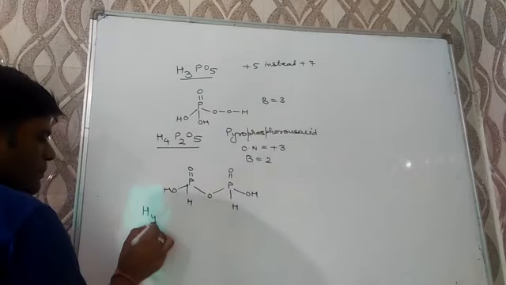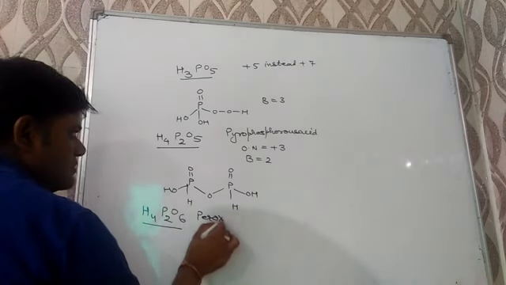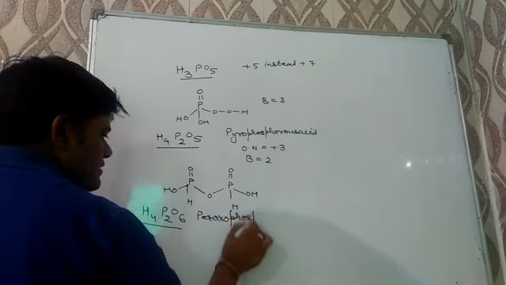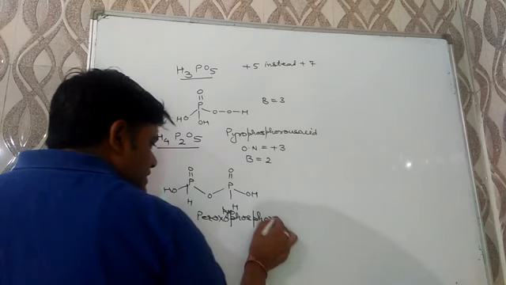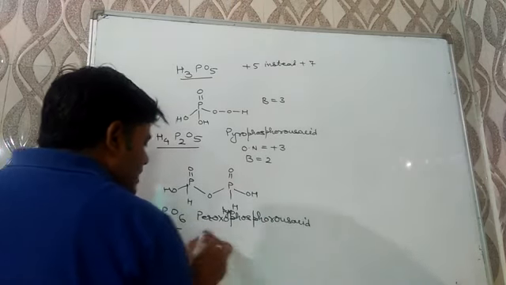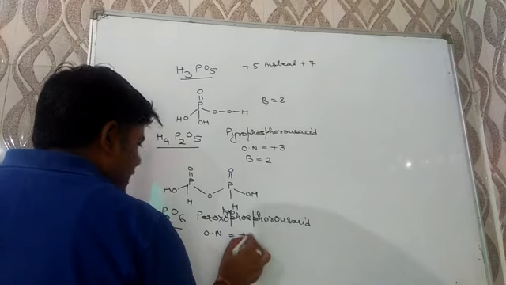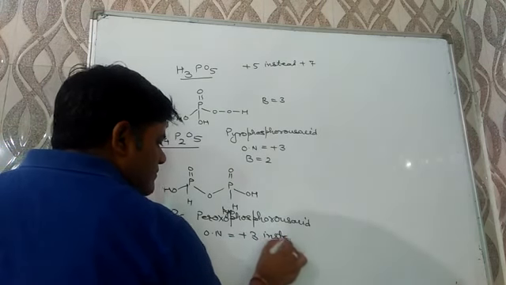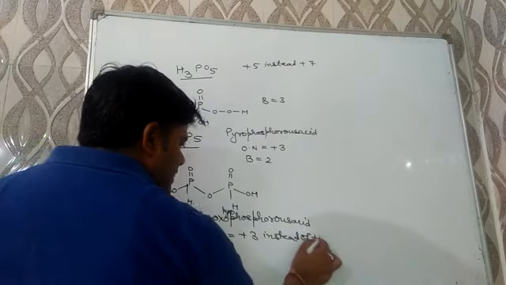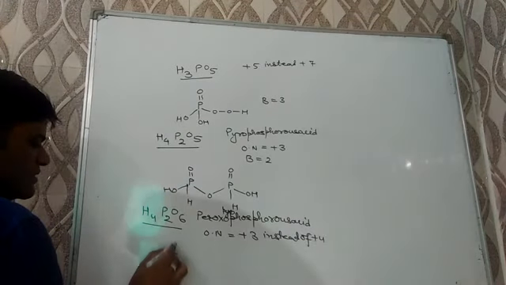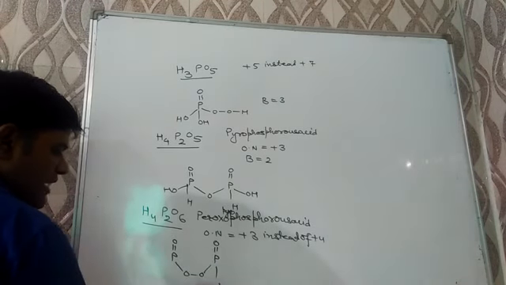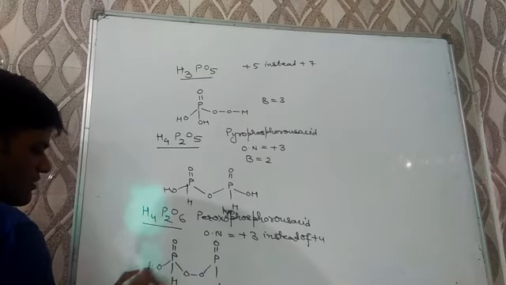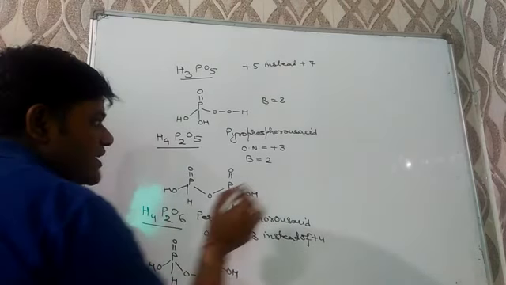Next compound is H4P2O6. Name is peroxo pyrophosphorus acid. Oxidation number +3 instead of +4 due to the peroxide bond. So basicity is 2. Structure will have a peroxide linkage between 2 phosphorus atoms, H, H, OH, OH.